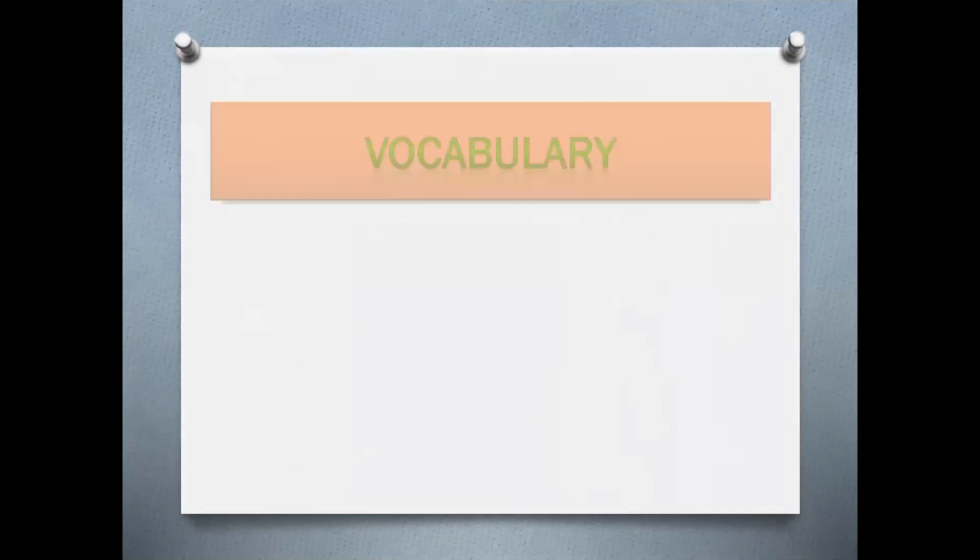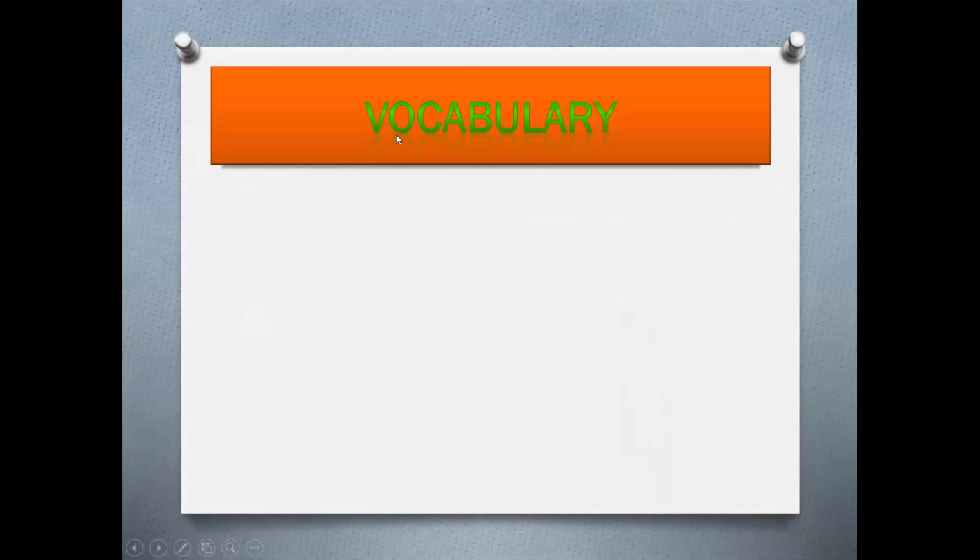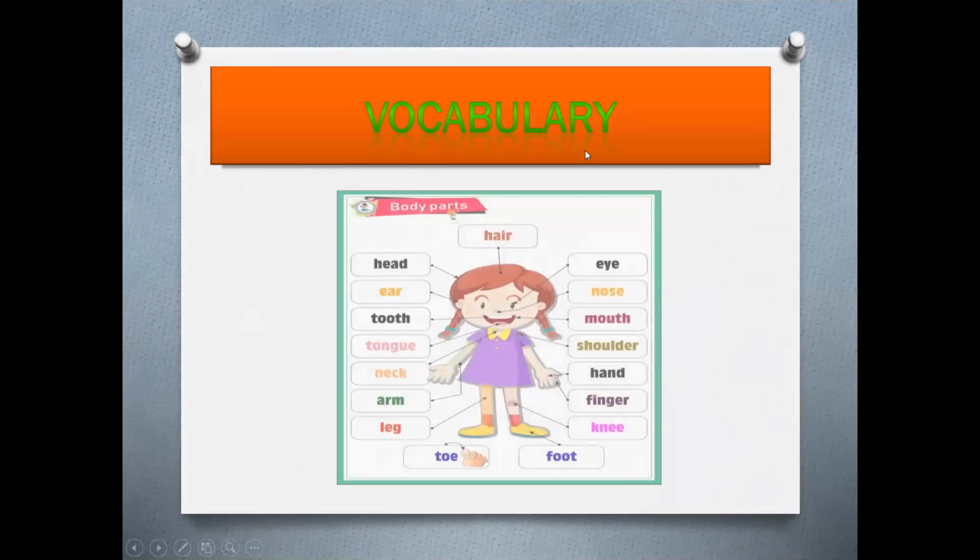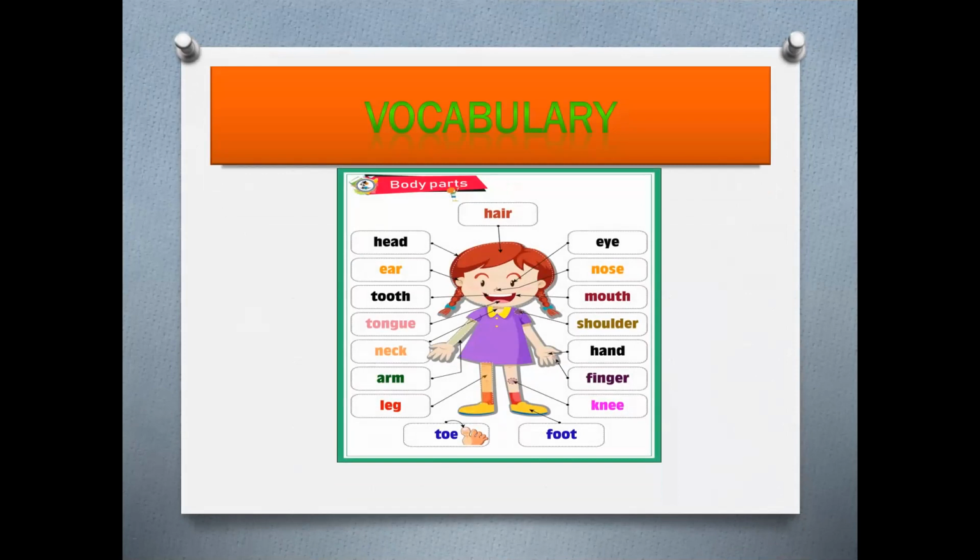First, we can learn about vocabulary. There is a lot of vocabulary about parts of the body, like hair, head, ear, tooth, tongue, neck, arm, leg, like that, many. But today we will learn some important parts of the body. So let's start from number one.